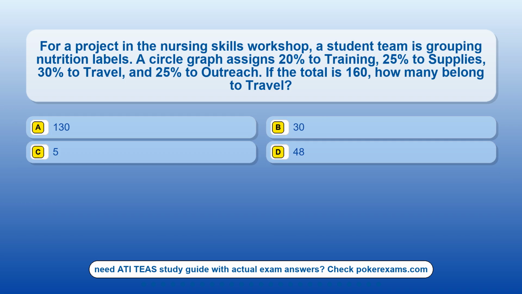Question 6. For a project in the Nursing Skills Workshop, a student team is grouping nutrition labels. A circle graph assigns 20% to training, 25% to supplies, 30% to travel, and 25% to outreach. If the total is 160, how many belong to travel? Option A, 130. Option B, 30.